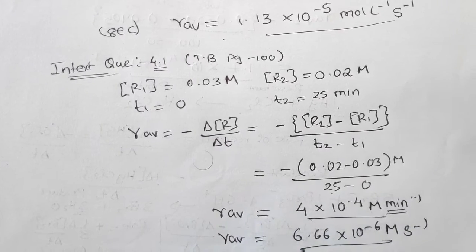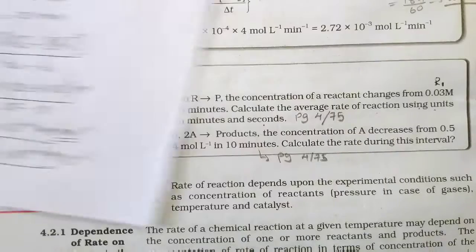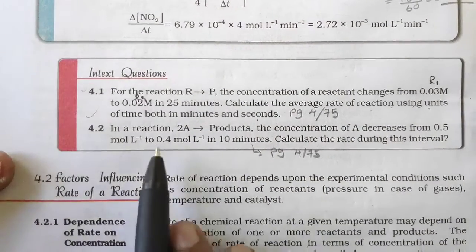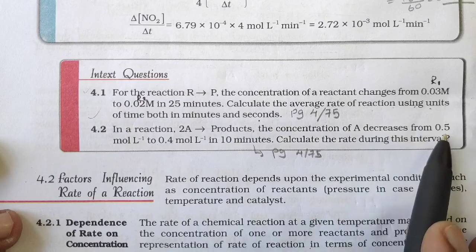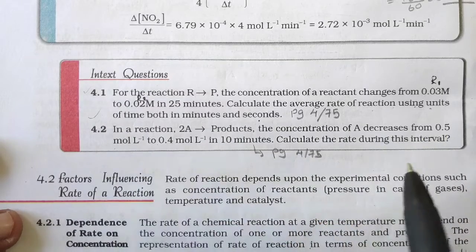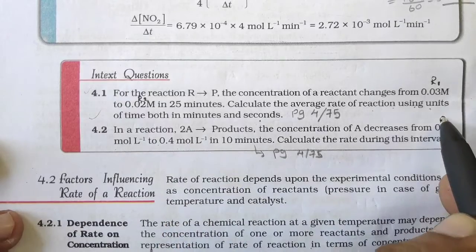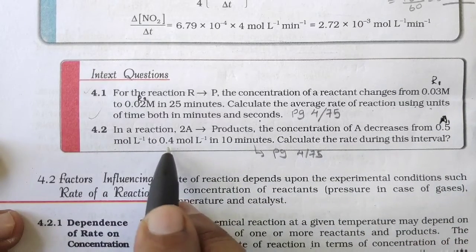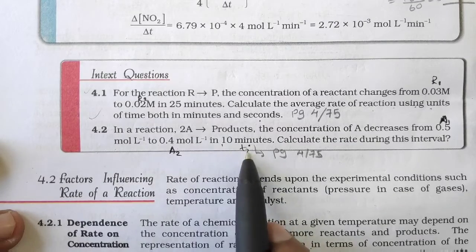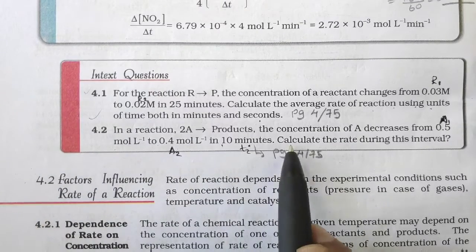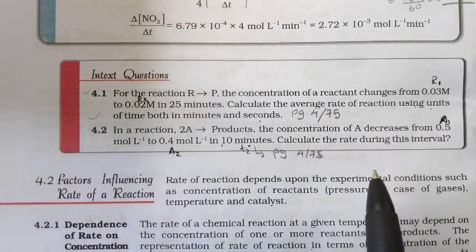So these are the two things that are given. Now the next in-text question, if you see in your book, what is given there? In a reaction 2A to product, the concentration of A decreases from this to this. This concentration is like R1, and now for A we can take it as A1, and this one as A2, right? In 10 minutes, that is, this is T2, right? So calculate the rate during the interval. Now what is the meaning of that?